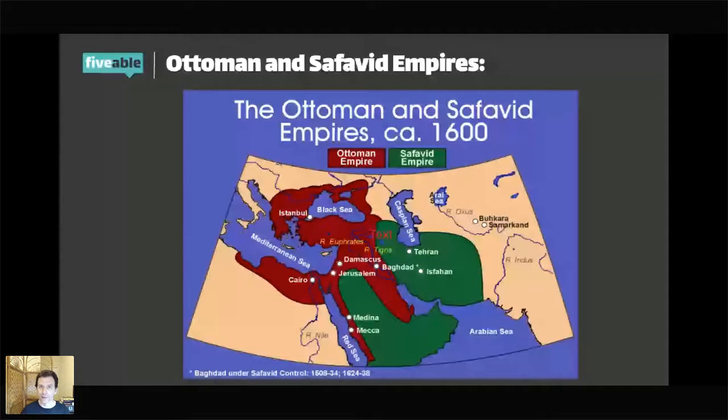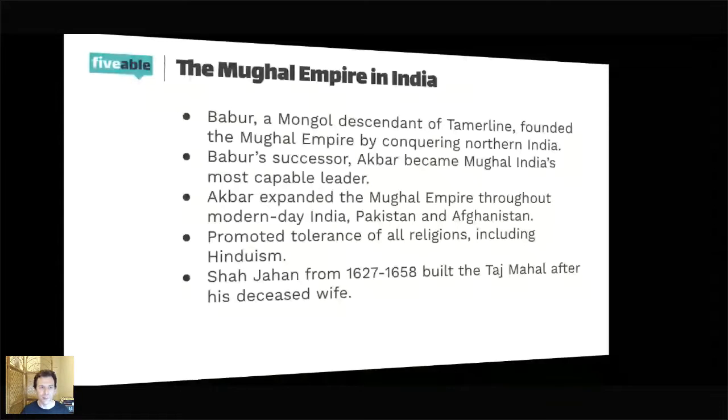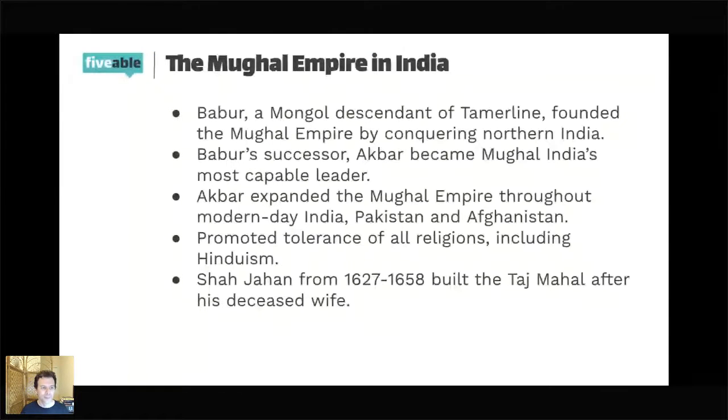Now, let's go to the third gunpowder empire, the Mughal Empire in India. Let's start with Babur, a Mongol descendant of Tamerlane. Remember Tamerlane, first one to really start employing gunpowder warfare in Persia and Central Asia. Babur founds the Mughal Empire by conquering northern India. Babur's successor, Akbar, becomes Mughal India's most capable and efficient leader.